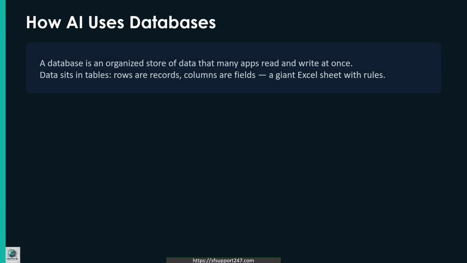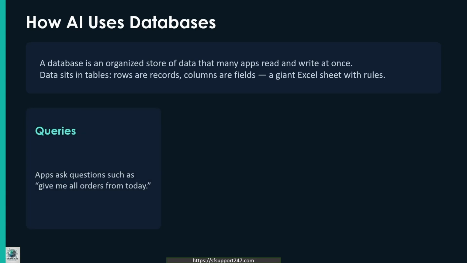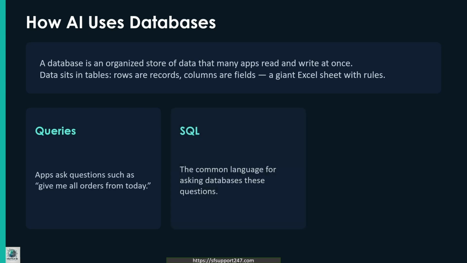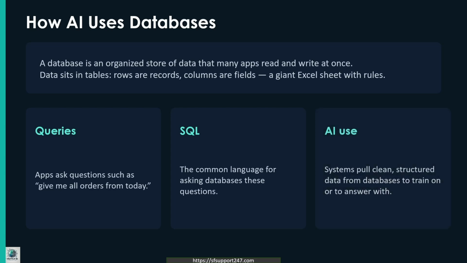How AI uses databases. A database is an organized store of data that many apps read and write. Data sits in tables because they are structured, rows and columns. It's like a giant Excel file. Queries: a query is nothing but asking the database to give me the records or information. SQL is the Structured Query Language, the common language for asking databases these questions. AI systems pull clean structured data from databases to train on or to answer the user's questions using these LLMs. As you know, AI models are based on the LLMs, large language models.